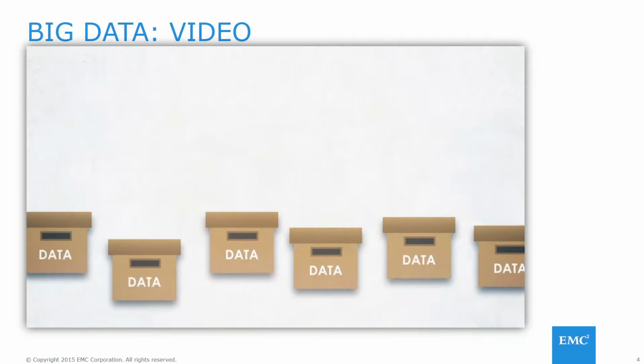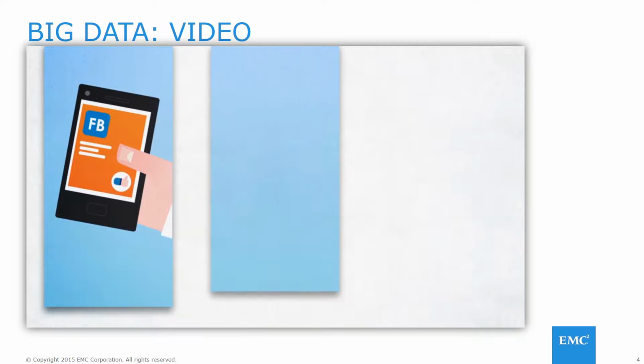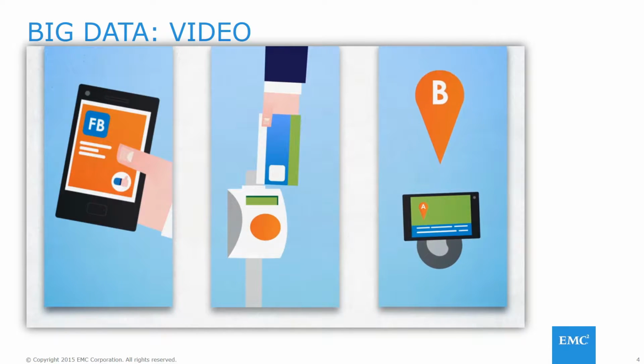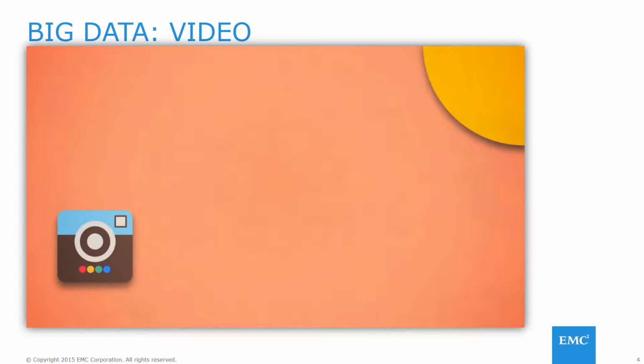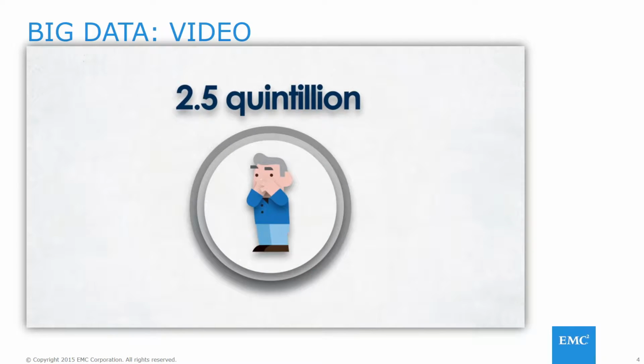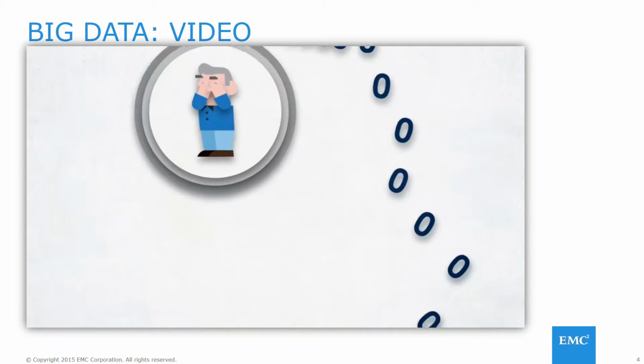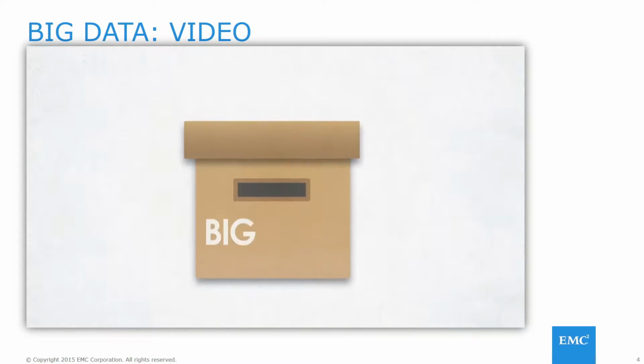constantly produce a lot of data, for example via social media, public transport, and GPS. But it goes way beyond that. Daily, we upload 55 million pictures, 340 million tweets, and 1 billion documents. In total, we produce 2.5 quintillion bytes a day. That's a lot of zeros. It's ridiculous. We call this big data.